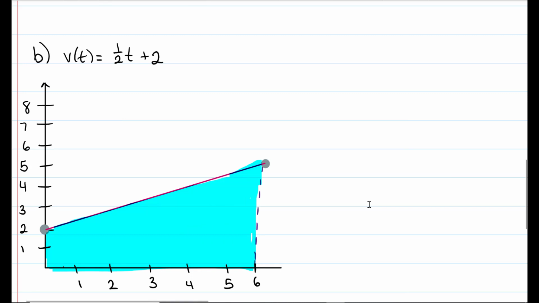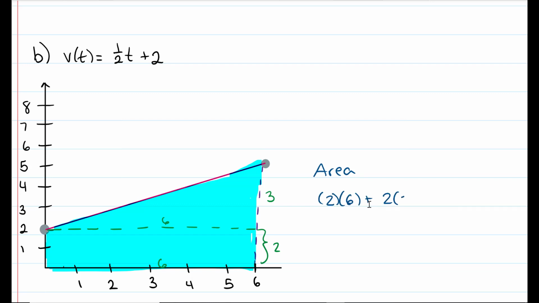Well, there are two ways you could approach this. One way is to take this area and split it up into two shapes. Doing this, you're going to get a rectangle that's 2 by 6 and a triangle that's 6 by 3. So the area is the area of the triangle plus the area of the rectangle. So that's 2 times 6 plus 1/2 times 6 times 3, which comes out to 12 plus 9, which is 21.